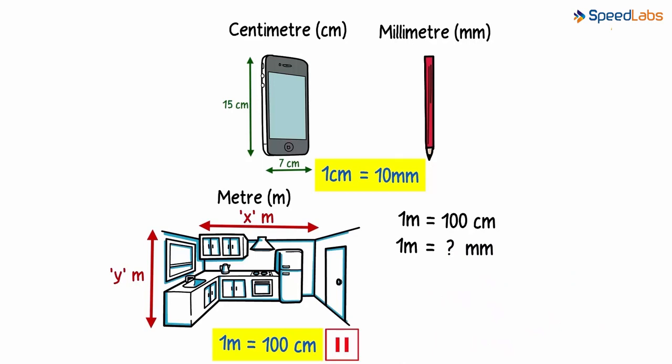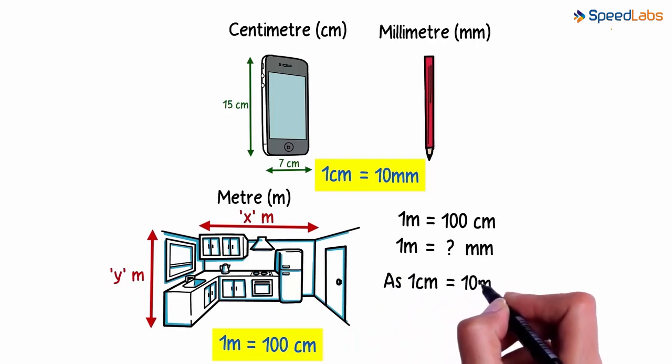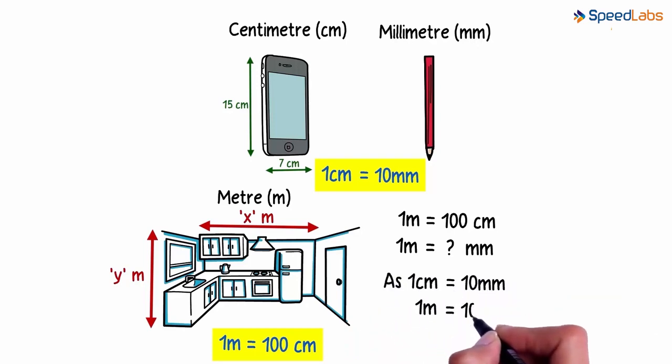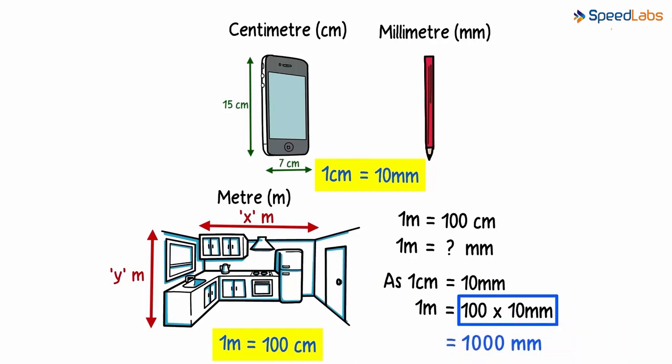As 1 centimeter is 10 millimeters, 1 meter will be 100 times 10 millimeters. And that equals 1000 millimeters. So 1 meter is 1000 millimeters.